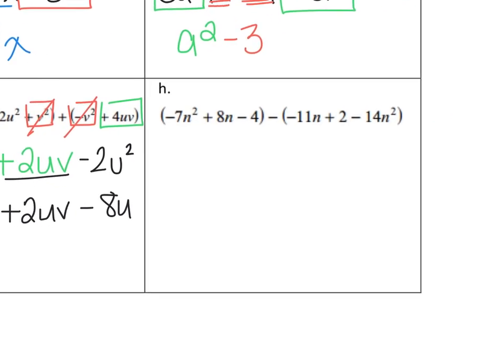And then letter H, I'm going to write the final answer for that. 7n squared plus 19n minus 6. So hopefully this jogged your memory from last year, but in terms of review for adding and subtracting polynomials, that's pretty much what we're going to get.